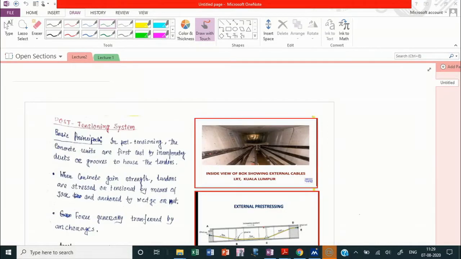Today's lecture is about the post-tensioning system. What is the basic principle behind the post-tensioning system? In the post-tensioning system, concrete units are first cast by incorporating the ducts or grooves to house the tendons.